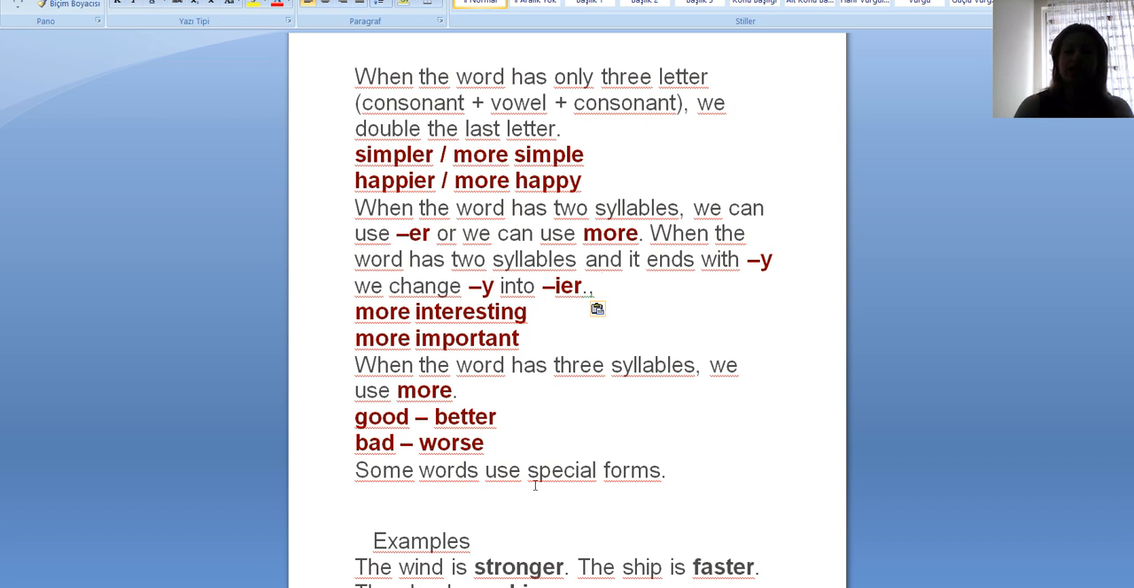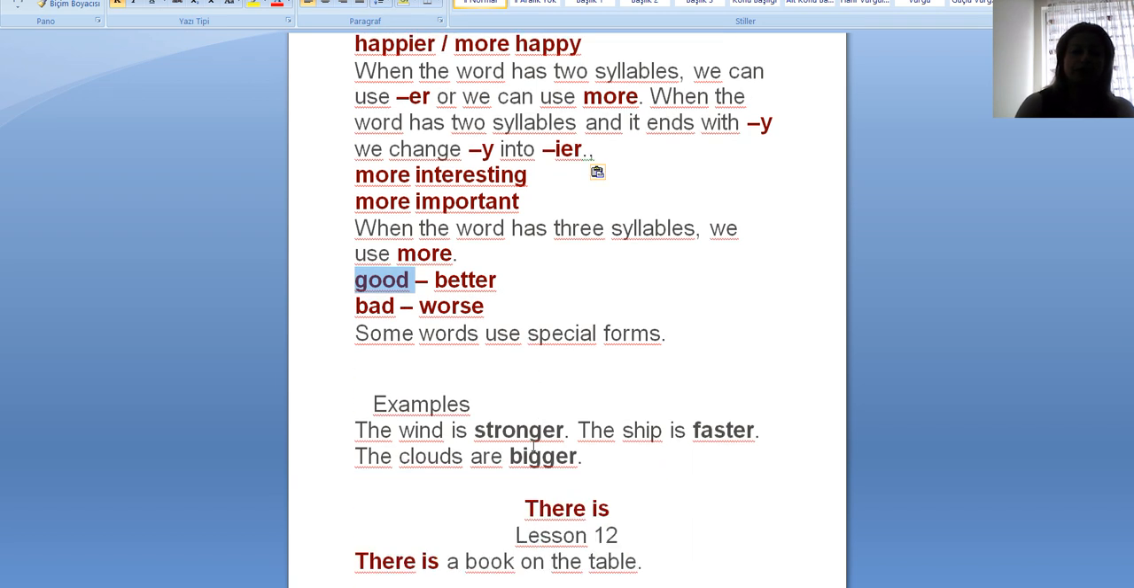Some words use special forms. For good, we can't say "more good" or "gooder"; we say "better." For bad, it's "the worst." That's irregular. We can't talk about it the normal way. Those are irregular forms.